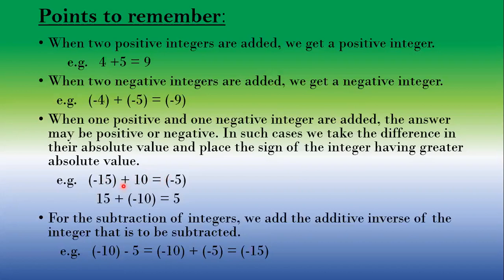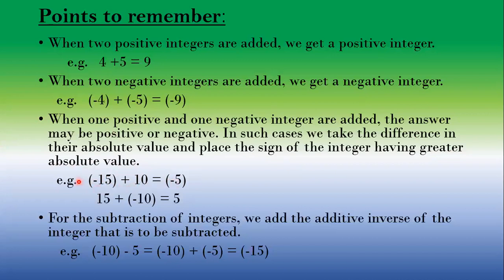If both the integers are of different sign, you have to find the difference of their absolute value. What is the absolute value of minus 15? 15. Absolute value of 10 is 10. Now you find the difference of 15 and 10. 15 minus 10 is 5. Okay. Then what the sign should be given? You have to give the sign of the greater integer. 15 and 10. Greater number is 15. And sign of 15 is minus. So the answer will be minus 5.